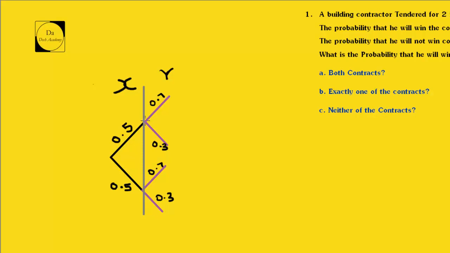Again, the probability of winning contract Y is 0.7. We just determined that the probability of not winning contract Y is 0.3. And that's the same thing here. Why are there two branches? Okay, well, let's look at it this way.